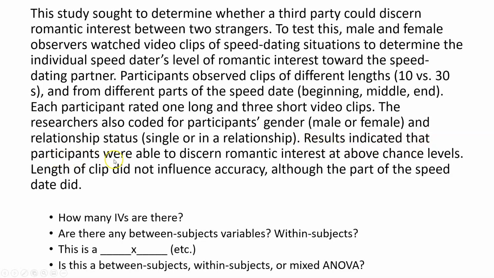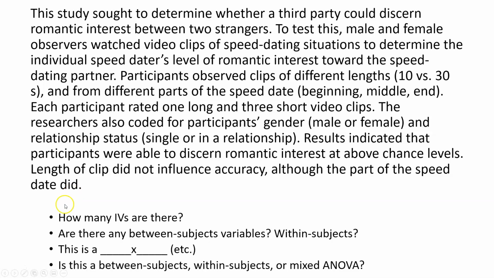Results indicated that participants were able to discern romantic interest at above chance levels. So you'd expect that just by chance people would not be able to discern somebody's romantic interest very well unless there were some visual cues being given off, which would allow us to tell how interested somebody was, and so that would mean that we were better than chance at discerning their romantic interest. The length of the clip did not influence accuracy, although the part of the speed date, whether it was the beginning, middle, or end, did.